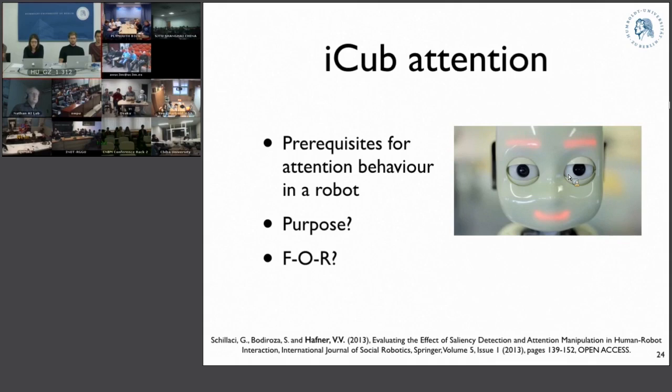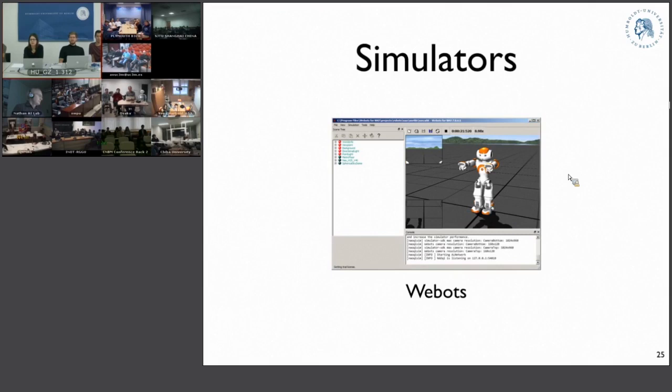So if you don't have a humanoid robot in your university, you could also use some simulators. And I want to again point at the Webots simulator, where Olivier gave a presentation 2 weeks ago. You can model the NAO robot in the simulator, and there you can try out different things where you need a humanoid robot.